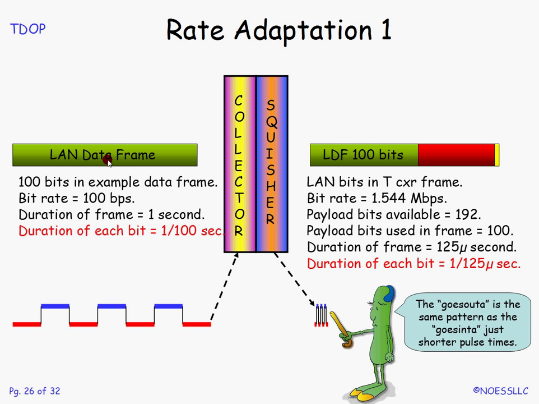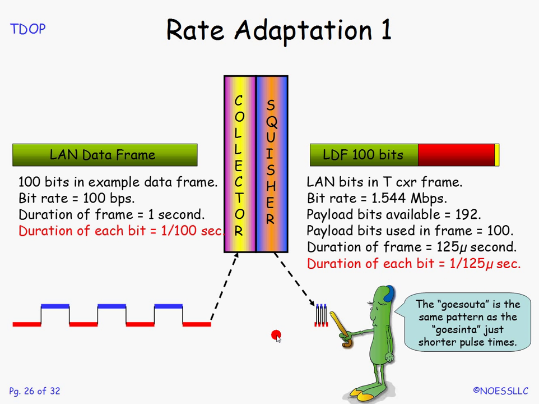You okay with that? This is 100 bits per second. Over here, it's still 100 bits per second from the perspective of the endpoints, that is, the transmitter and the receiver. This guy sent it at 100 bits per second. The guy over here is going to receive it at 100 bits per second. But in the transport mechanism, those 100 bits are actually going to occupy almost no time at all.